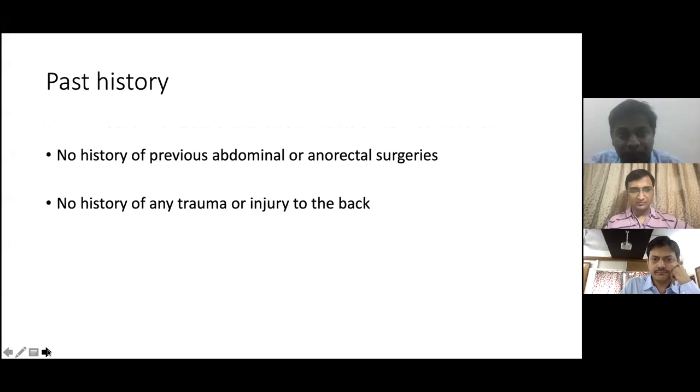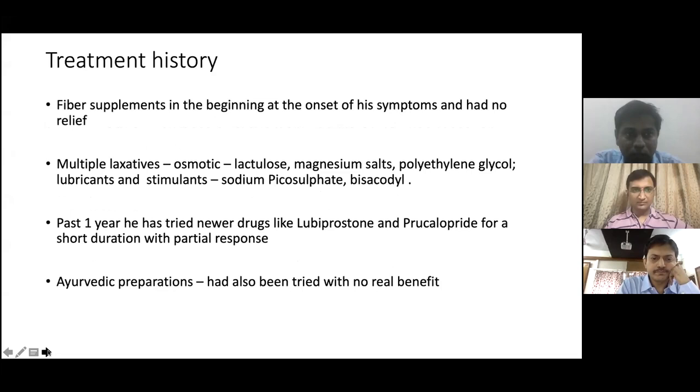Treatment history. In the beginning, he tried fiber supplements like bulk-forming fiber supplements such as Isabgol. Later, he tried multiple laxatives. He tried a combination of osmotic, stimulant and lubricant laxatives, all of which had only partial response. For the past 1 year, he has tried newer drugs like lubiprostone and prucalopride for a short duration with partial response. Ayurvedic preparations have also been tried, but with no real benefit.